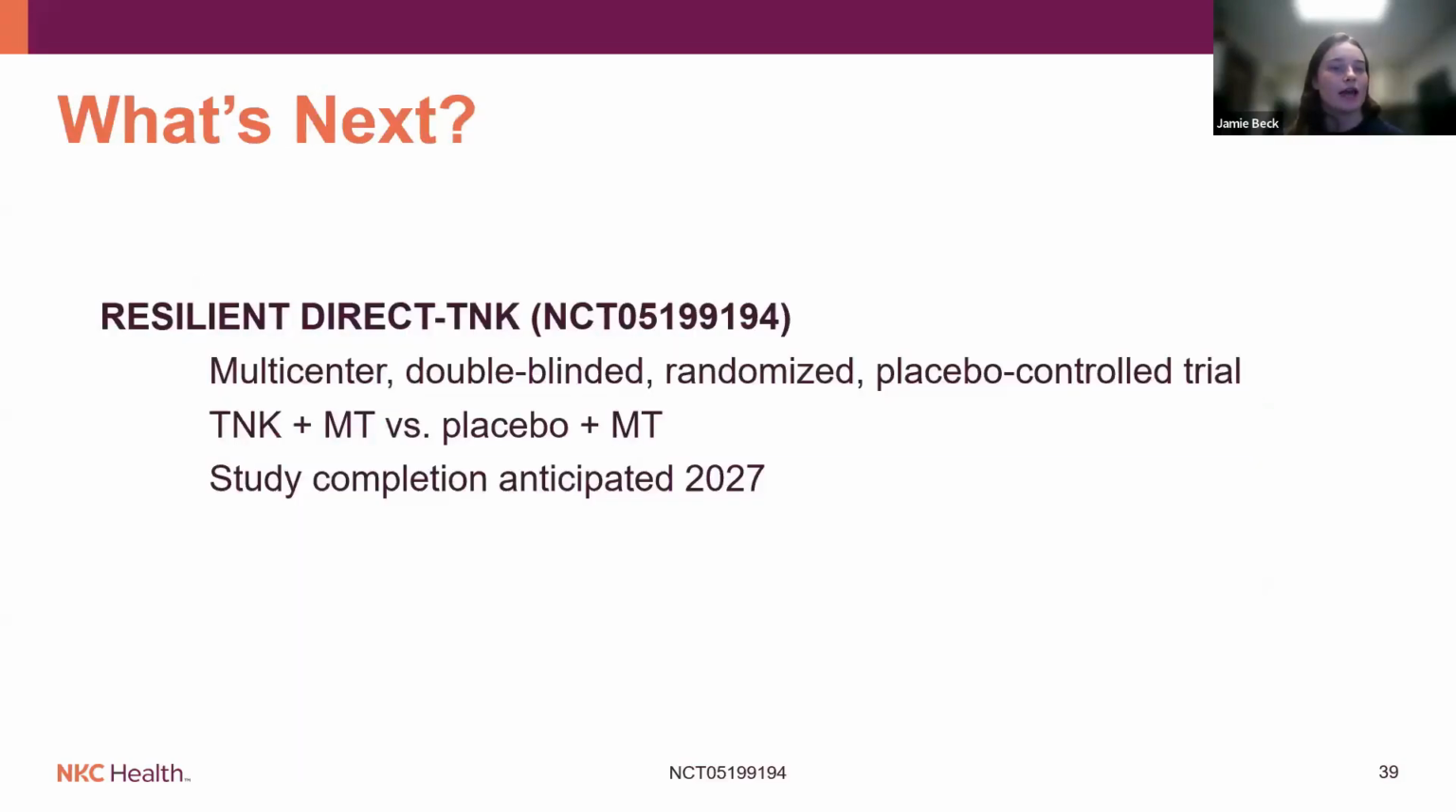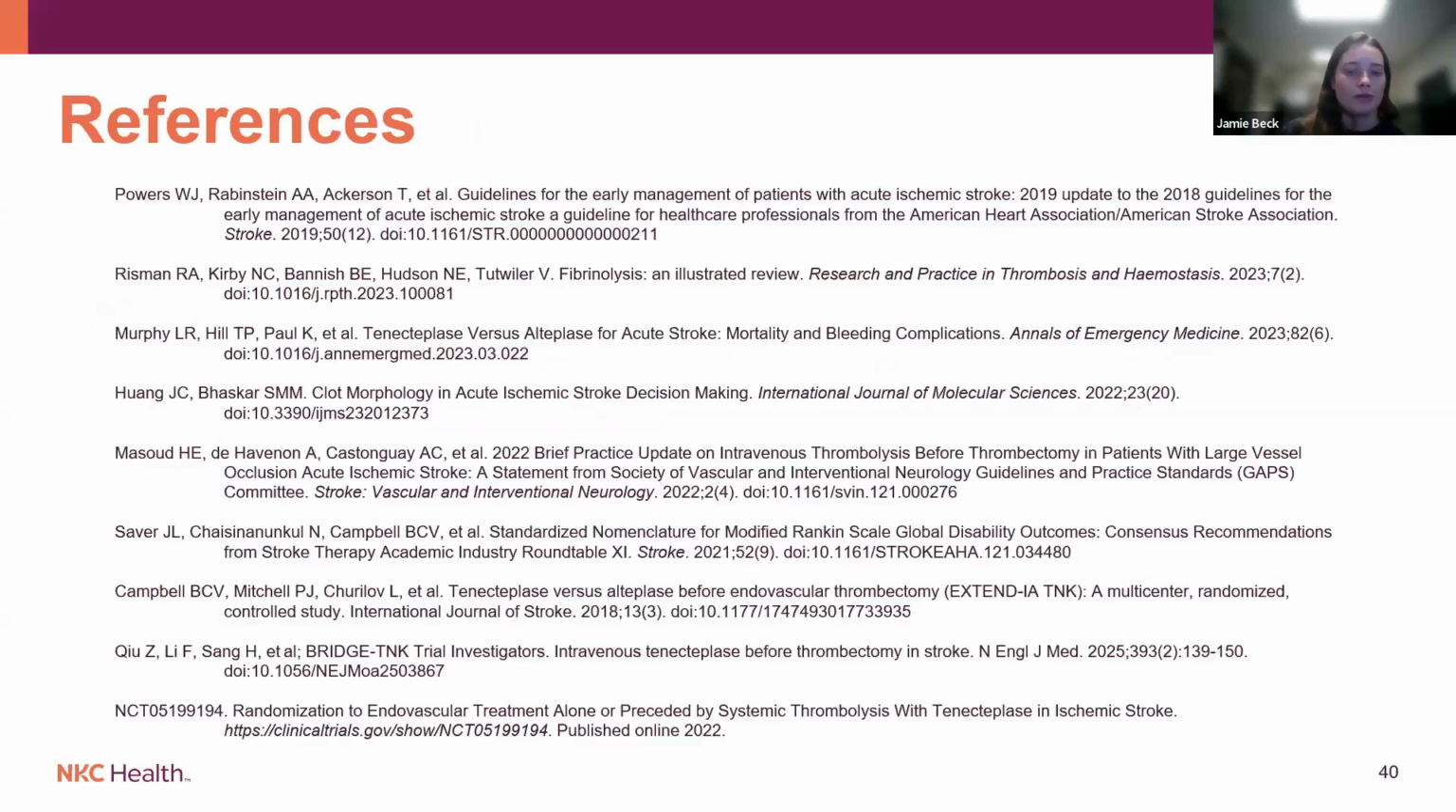The RELIANCE Direct TNK trial is a multi-center, double-blinded, randomized, placebo-controlled trial that's currently enrolling patients and is aimed at answering the same exact question as BRIDGE-TNK. The study completion is anticipated for 2027. One treatment arm will be IV fibrinolytics, including Tenecteplase plus mechanical thrombectomy, and will be compared to placebo plus mechanical thrombectomy alone. So the results from this trial will be interesting to compare to BRIDGE-TNK, and also to see if there are any specific subgroups that either benefit from IV fibrinolytics before thrombectomy or potentially have harm from it. These are my references.